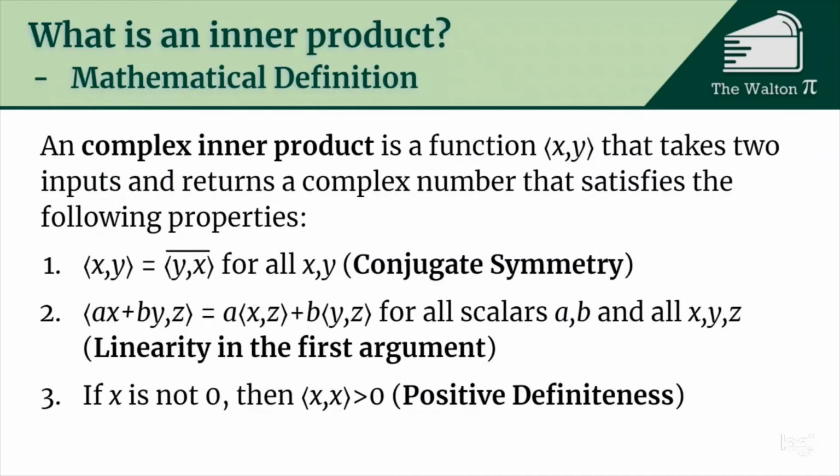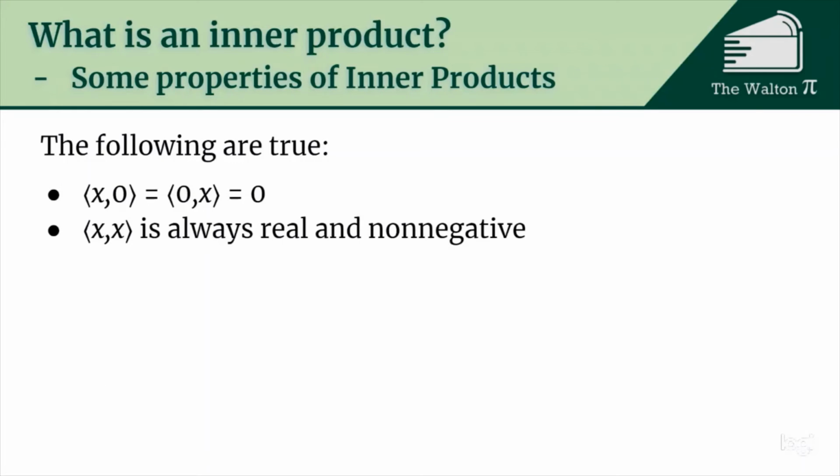Now we can see this by going back here and looking at the conjugate symmetry argument. The inner product of x and x, if we switch the order, that means that that has to be equal to the complex conjugate of x and x, which means that the number is equal to its own complex conjugate, which means that it has to be real. And then the last property is going to say it has to be non-negative, where the inner product of 0 and 0 is always 0. So that's why we have this being true.